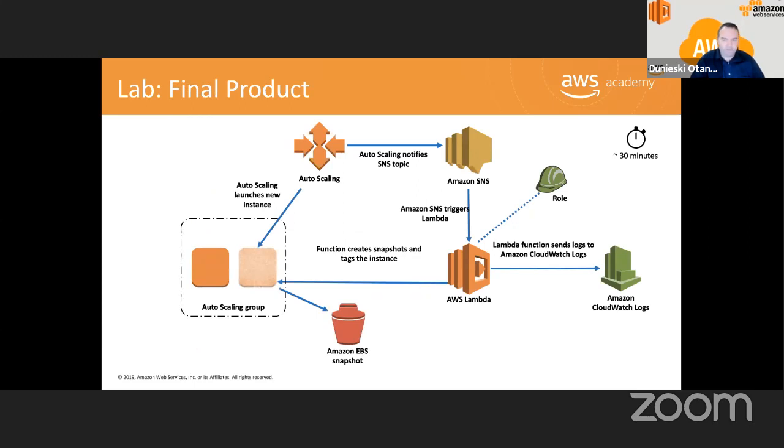This is the final product. All right, our autoscaling group here. You're going to have a snapshot stored in an S3 bucket. Then autoscaling launches new instances here. Autoscaling notifies with an SNS topic. Amazon SNS triggers a Lambda function, and the Lambda function saves the logs. You're going to save the logs in Amazon CloudWatch, so the Lambda function sends logs to Amazon CloudWatch Logs.